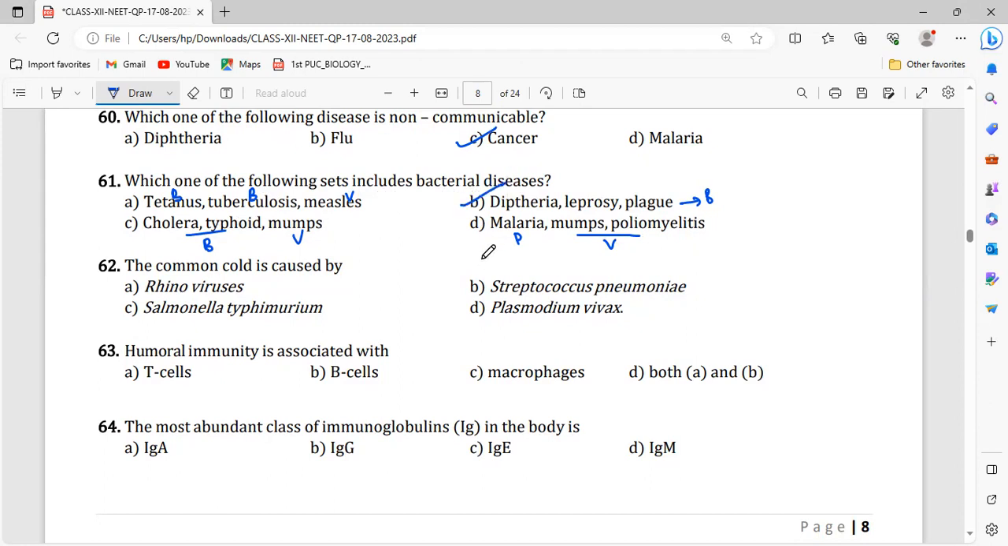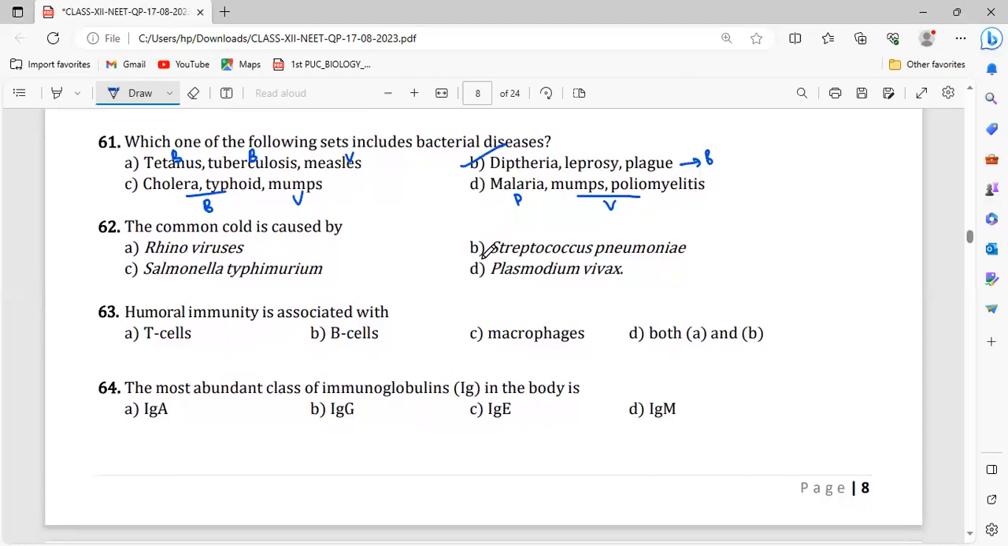So again, that list of common diseases and their causative agents, whether it is bacteria, protozoa, virus or fungi, everything should be at your fingertips. As soon as you see the disease name, you should recall its causative agent. Then it will be very easy for you to solve the questions. Common cold is caused by, a direct question, rhinovirus.